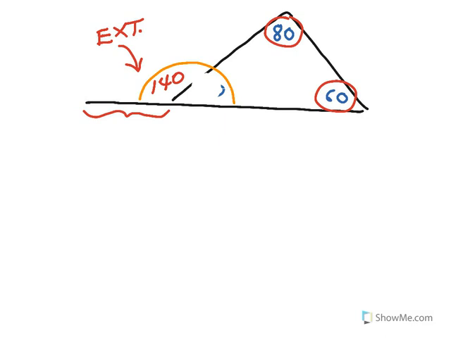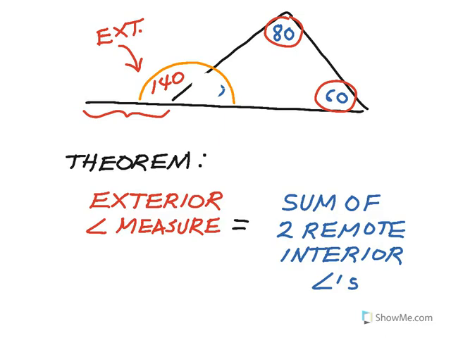So the theorem follows. And the theorem is that the measure of the exterior angle, any exterior angle of a triangle, is always equal to the sum of the two remote interior angles. So it's the two that are farthest away. It's not this angle here that's adjacent to the 140. It's these two angles here that are remote, the two that are not adjacent to the exterior angle.